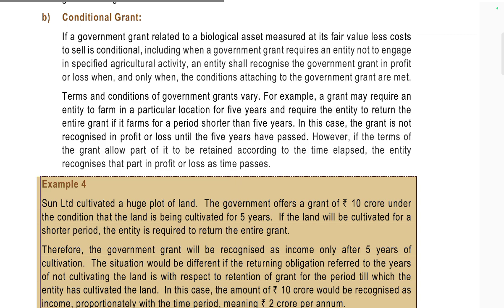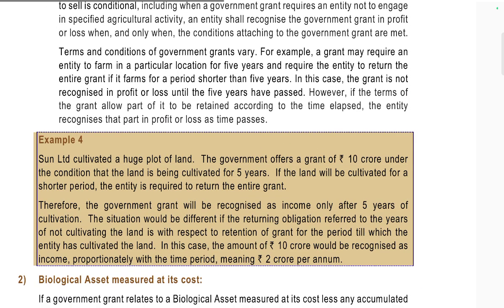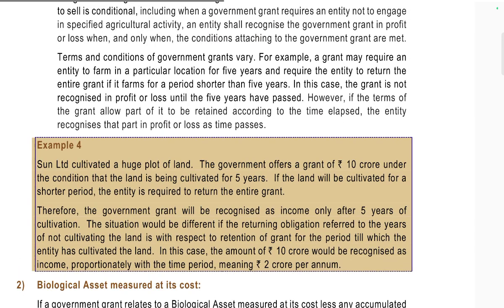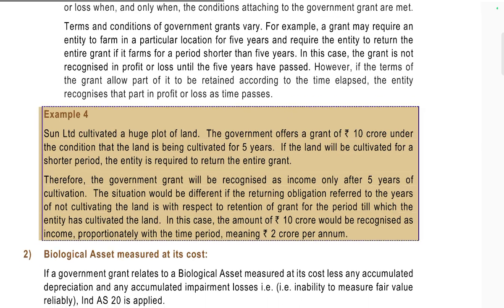For example, a grant may require the entity to farm in a particular location for 5 years and require the entity to return the entire grant if it farms for a period shorter than 5 years. In this case, the grant is not recognized in profit and loss until the 5 years have passed. However, if the terms of the grant allow part of it to be retained according to the time elapsed, the entity recognizes that part in profit and loss.